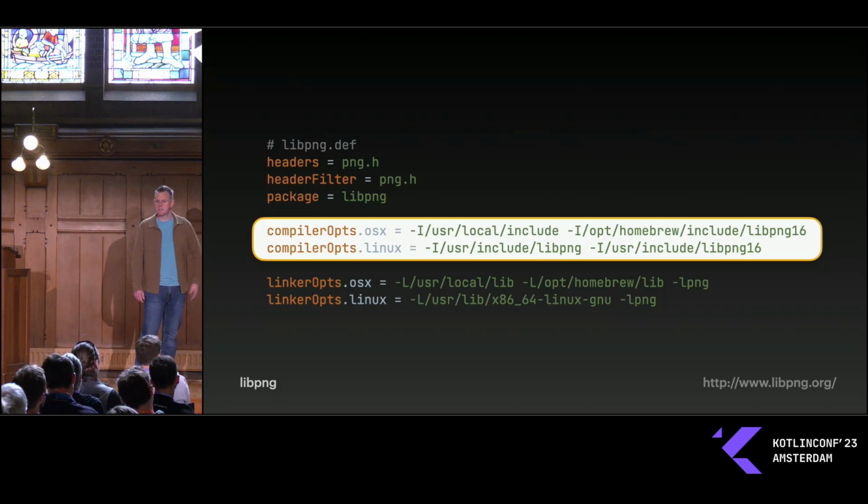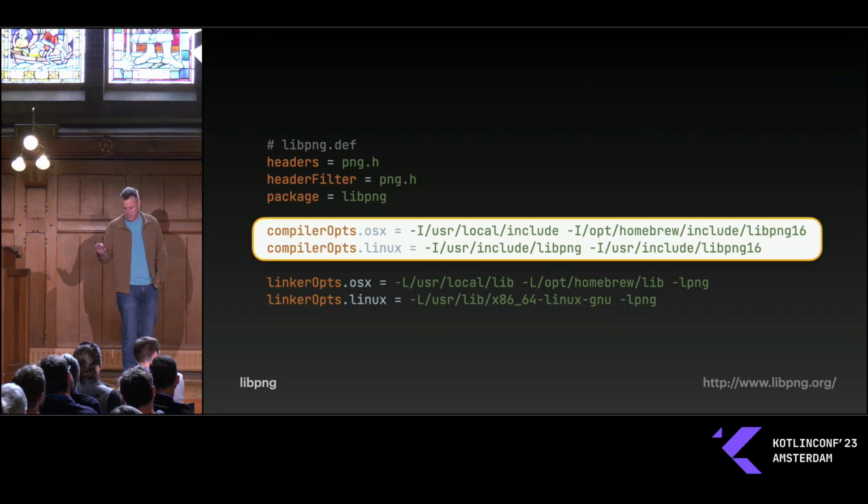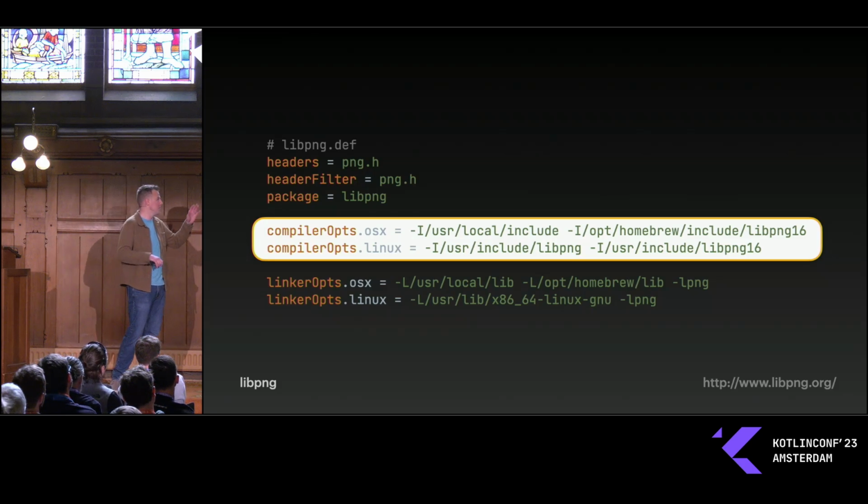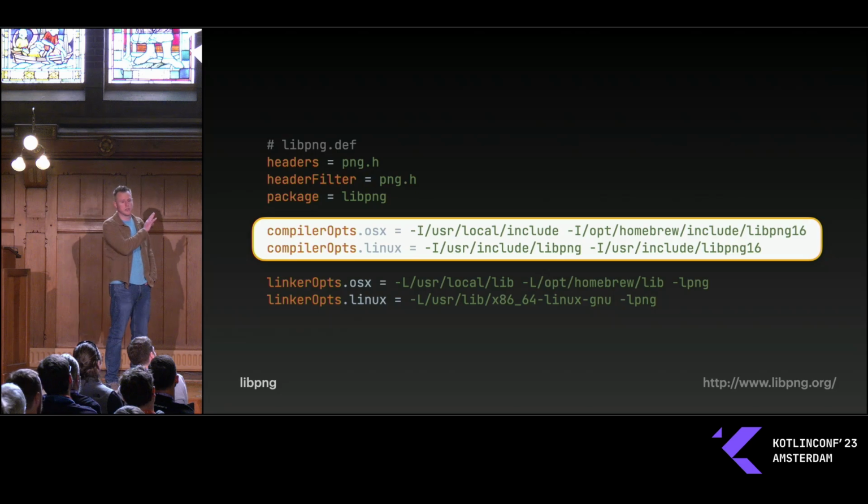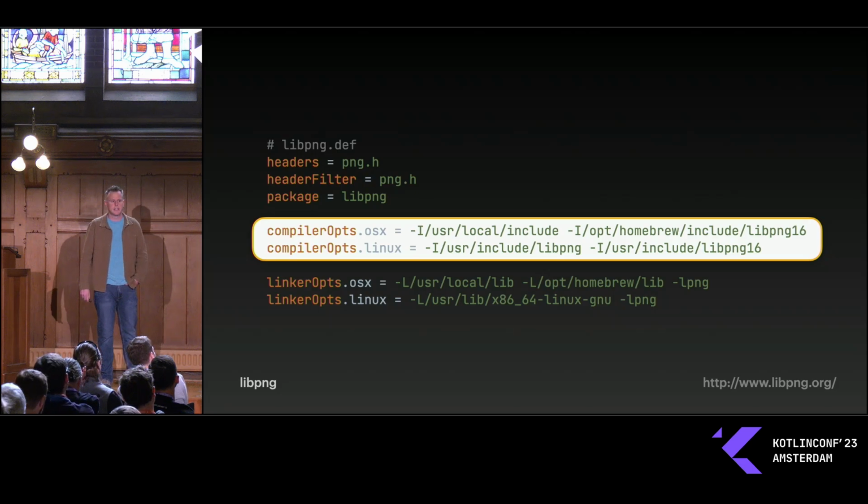And that is system dependent. So on Linux systems, it might be in user include, and on OS X, if you use Homebrew, depending on if you're on an Intel or Silicon Mac, it might be in opt Homebrew or it might be in user local. But that's the basic idea. It'll just search in those directories for the header file.